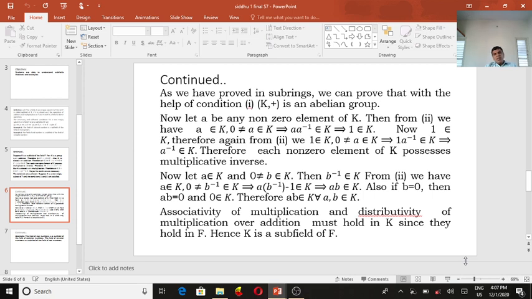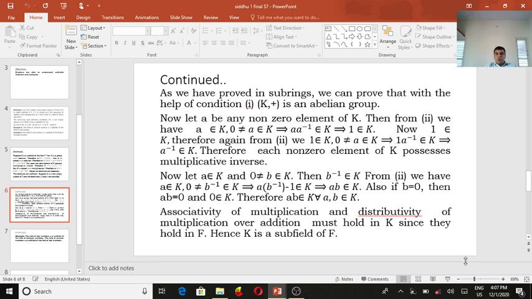Now, let A be a non-zero element of K. From condition 2 we have A belongs to K, a non-zero element A belongs to K, then A inverse belongs to K. What is A into A inverse? It is 1. It belongs to K. Now, 1 belongs to K means it is the unit element in the subfield.